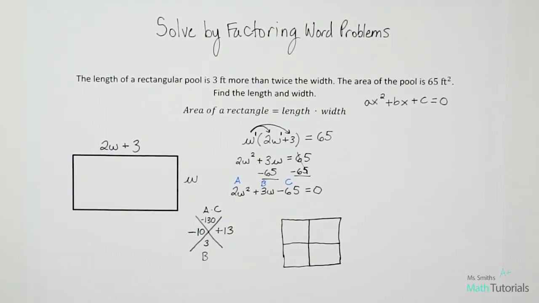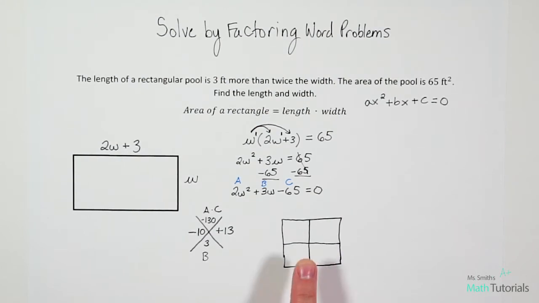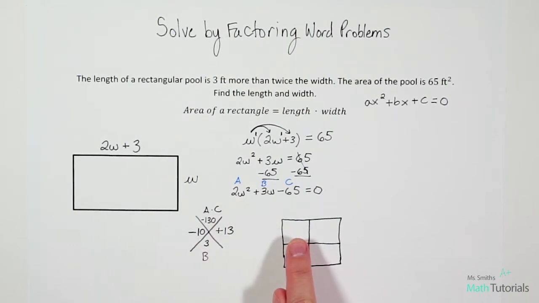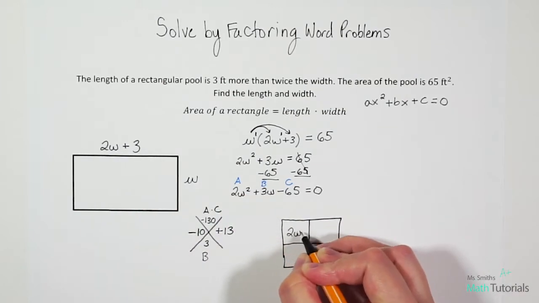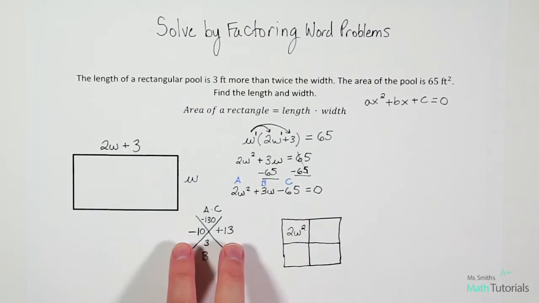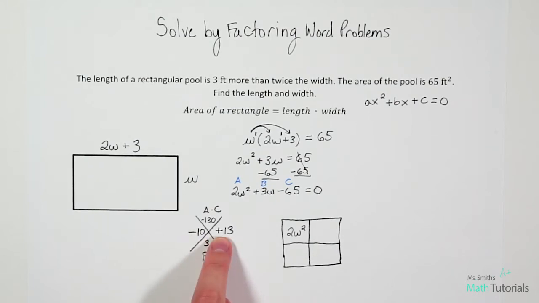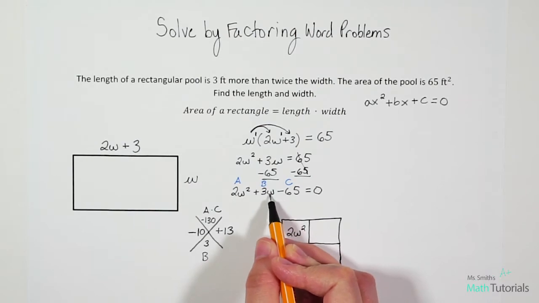Now that we know our values, we can move on to our box. Now this box is always going to work the same way. We're going to follow the same pattern every time. Our first term is always going to go in the first box. So this is 2w squared. Our second and third boxes are going to be our new terms that we found. So -10 and +13. But we have to make sure that we include a W with them.